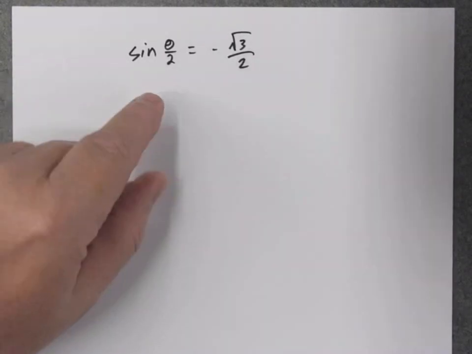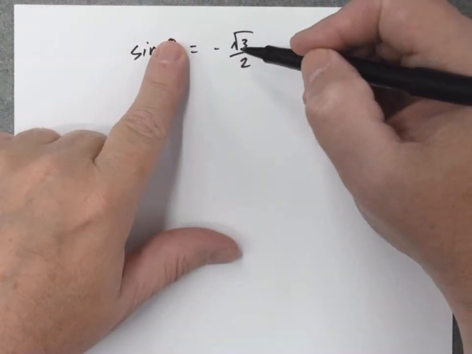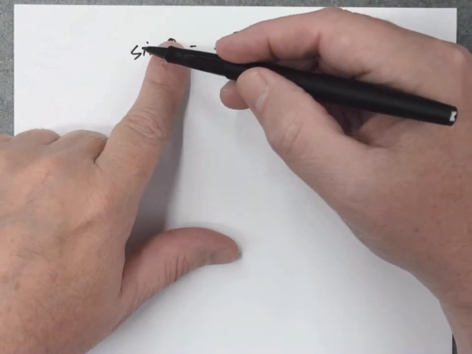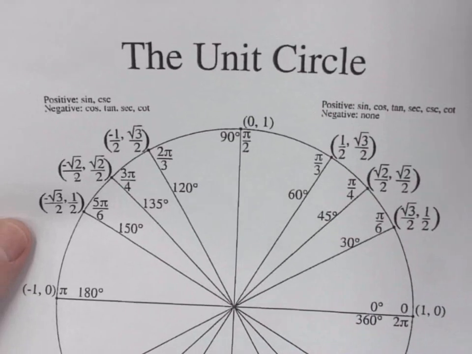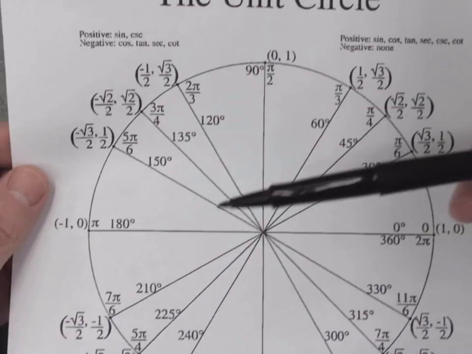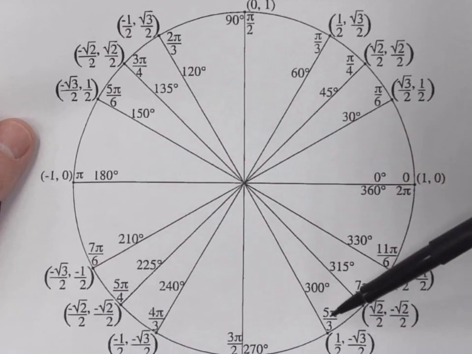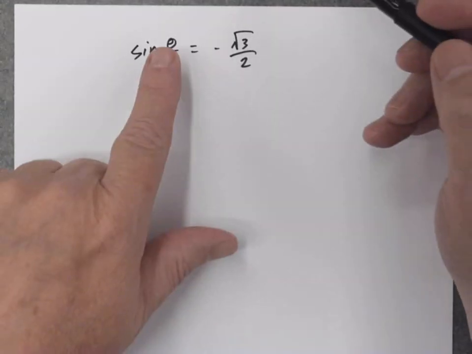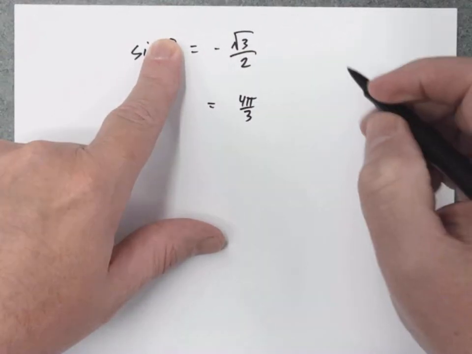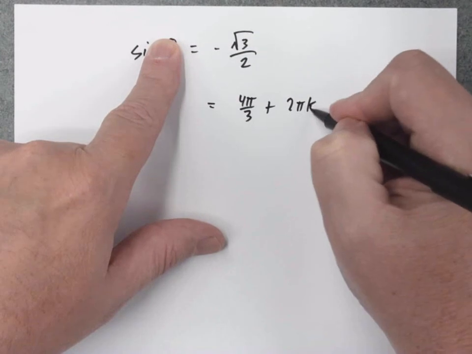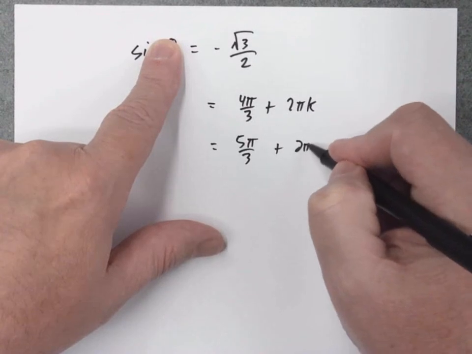So what you do is, once again, I think to myself, let me think of the unit circle. If I'm looking for the sine of something that equals negative square root of 3 over 2, I'm looking at the unit circle. What are the angles where the sine is negative square root of 3 over 2? Down here, 4 pi over 3 and 5 pi over 3. So I'm going to have 2 general solutions, 4 pi over 3 plus 2 pi k, and 5 pi over 3 plus 2 pi k.